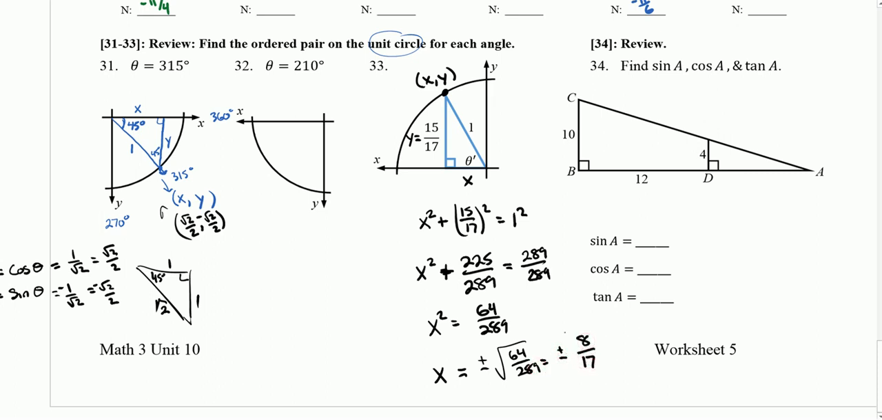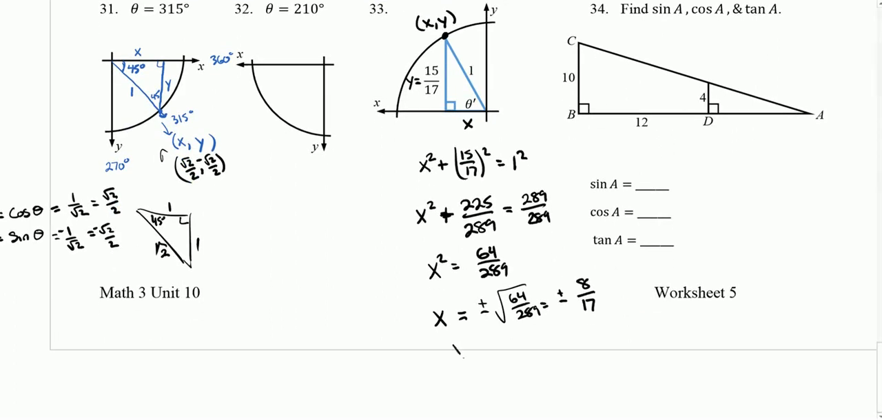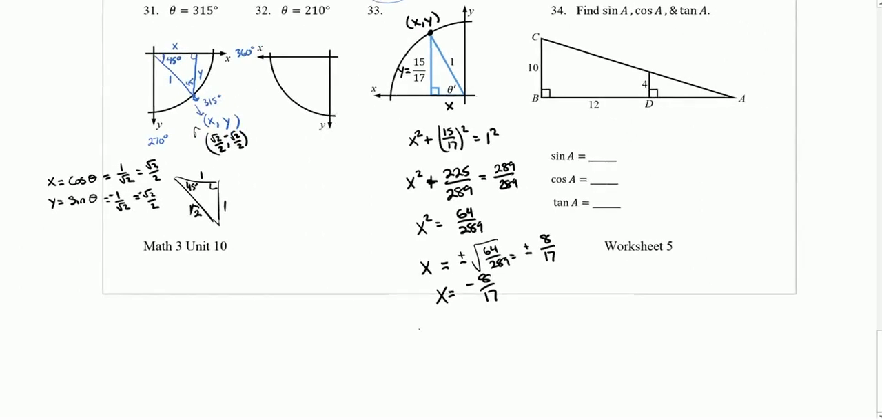And we need to decide, should x be positive or negative? Well, we're in quadrant 2 in this picture on number 33, and x is always negative in quadrant 2, so we need to go with x is negative 8 over 17. So we put our coordinate together, xy is going to be negative 8 over 17, and y we said was 15 over 17.